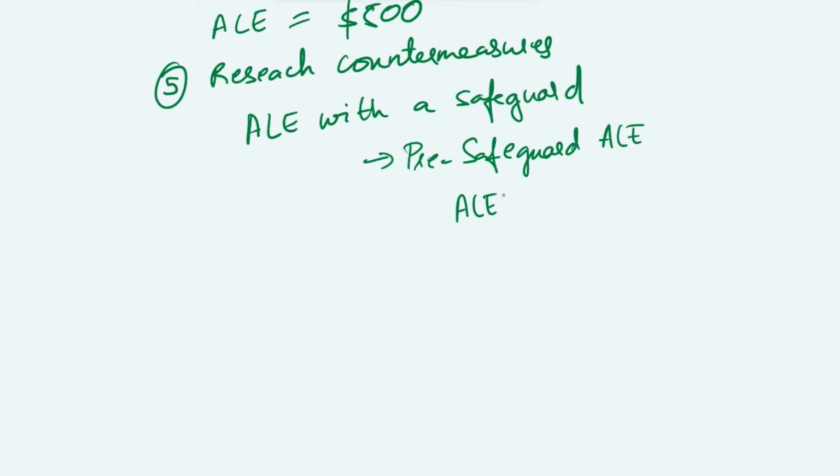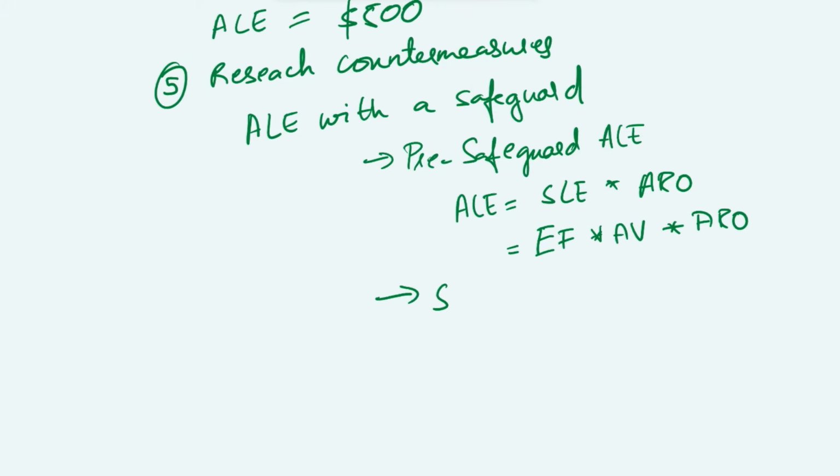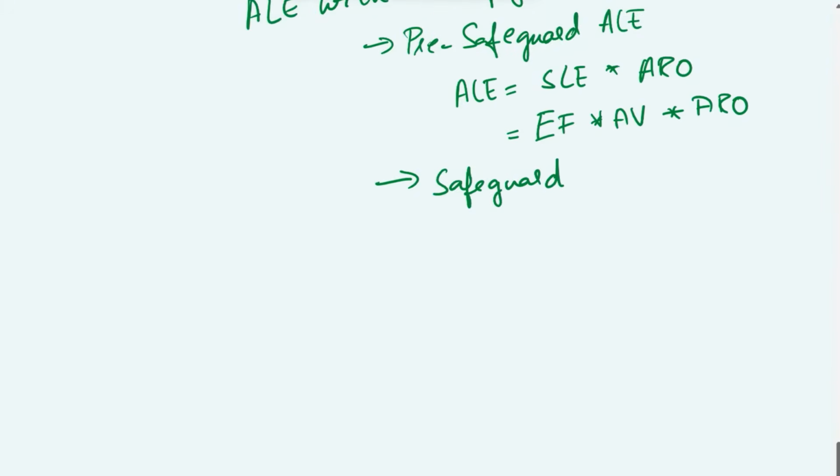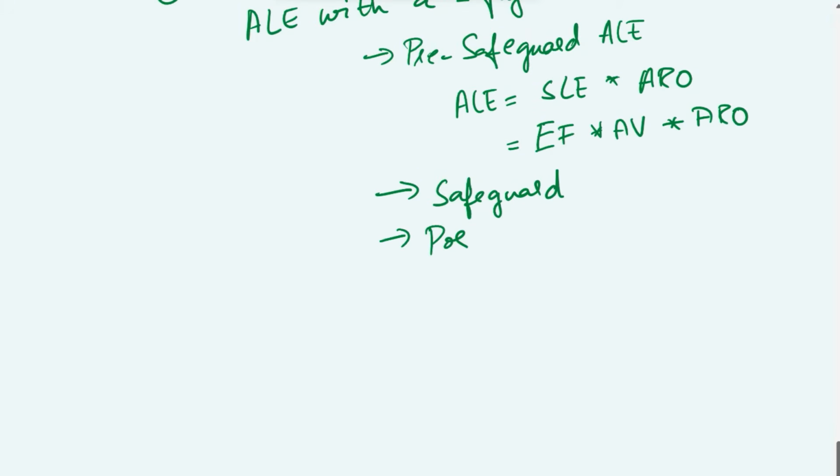So ALE is equal to SLE times ARO. In turn, SLE is nothing but exposure factor times asset value. So this is the formula. Then what do we do? Once we calculate this, we identify and implement the appropriate safeguard. This is to reduce the likelihood of the risk event occurring or to mitigate its impact. Then we determine the post-safeguard ALE.